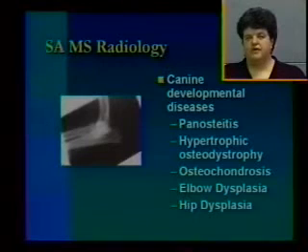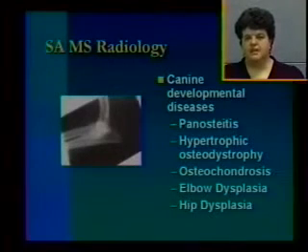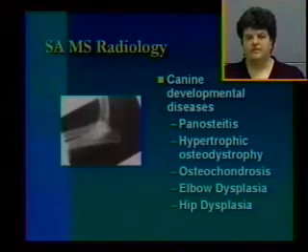Hypertrophic osteodystrophy is a giant breed or large breed disease of unknown etiology. Nobody knows what actually causes it. These are dogs that come in febrile, painful, not eating, and radiographically what you'll see is a double physeal line, typically in the distal radius and ulna. You'll also perhaps see some periosteal new bone forming in this area if it's a more chronic case.